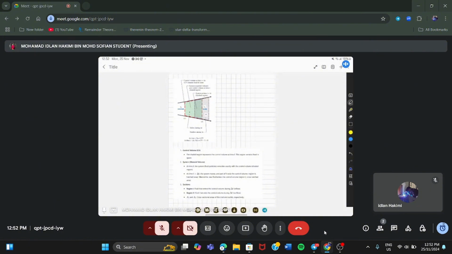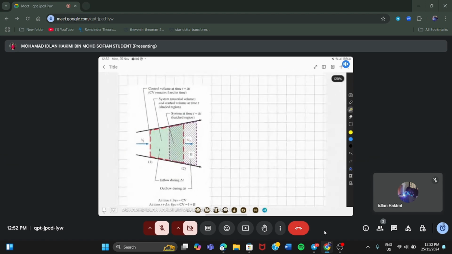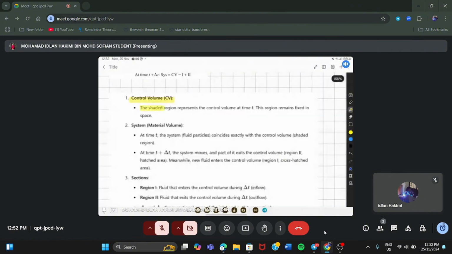We go to the diagram. So this is the RTT diagram. It shows a control volume at time t and the system, the material volume, at time t. Let me explain. The shaded region represents the control volume at time t, the region that remains fixed in space. The second one is the system, the material volume. At time t, the system's fluid particles coincide exactly with the control volume, the shaded region. At time t plus delta t, the system moves, part of it exiting through region 2, meanwhile fluid enters the control volume.